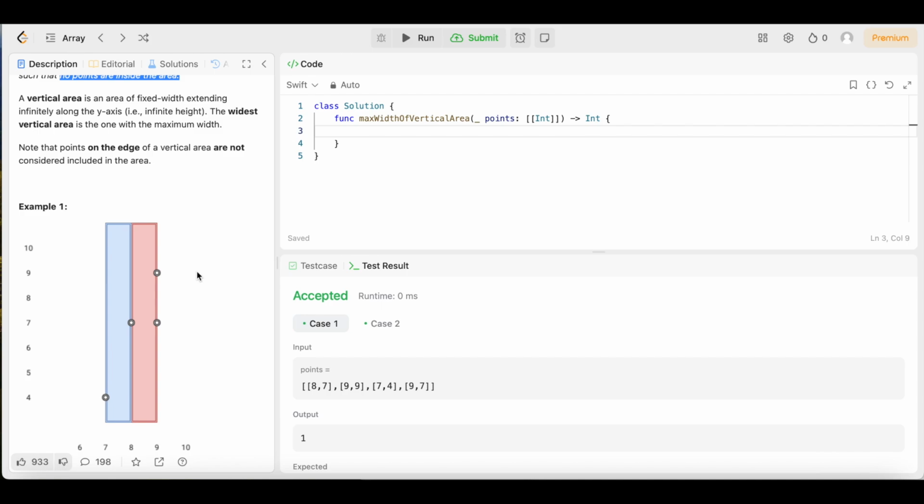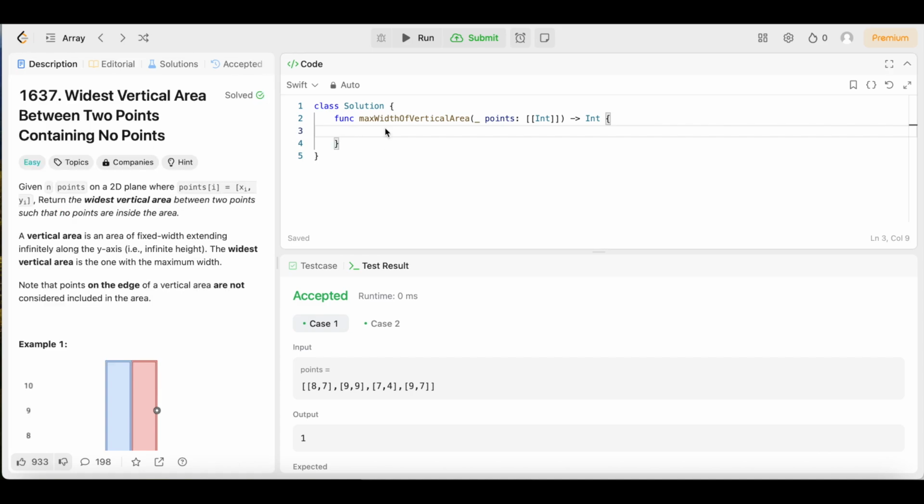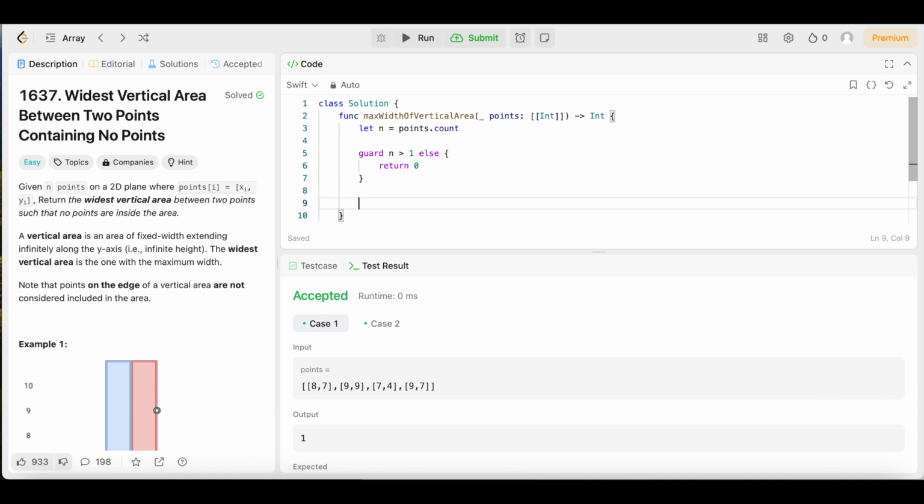But now that we understand what the question is asking, let's get into the code. The code is not that difficult at all, y'all. So let's go into it and break it down and see what we come up with. The first thing we are going to do is declare a constant called n. We're going to set that equal to points.count. So that's going to just count the number of points we have. Then we're going to say guard n is greater than 1, else we are going to return 0. So if there's no points, then we're just going to automatically return 0, and we're just going to stop that and nip that in the bud right there.